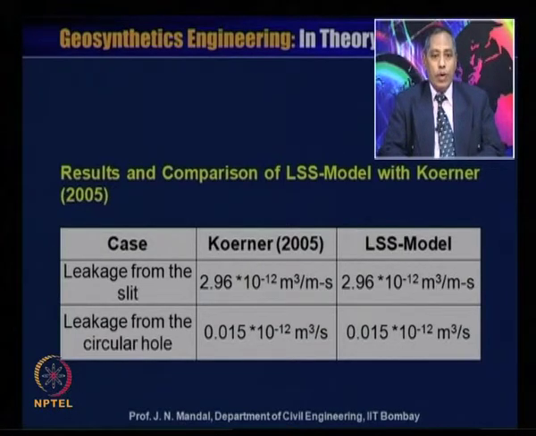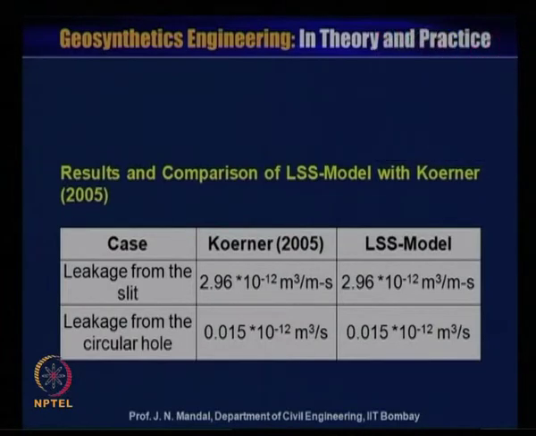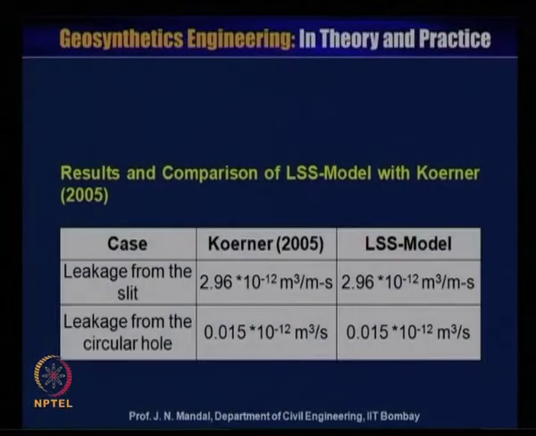Leakage from the circular hole, Cohen gives 0.015 × 10^-12 m³ per second, and the LSS model gives 0.015 × 10^-12 m³ per second. So, it is matching 100% in both cases, either the leakage from the slit or the leakage from the circular hole. So, this model is very appropriate for the determination of the leakage.